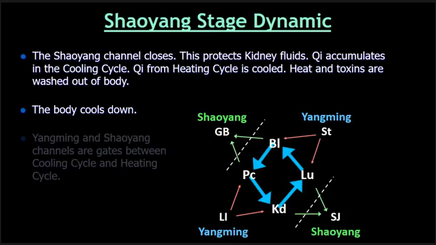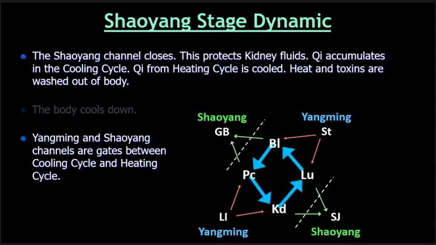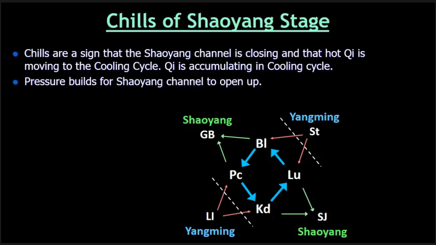So the body cools down. So you see once again that the Yangming and Shaoyang channels are gates between the cooling cycle and the heating cycle. Chills of Shaoyang stage. Chills are a sign that the Shaoyang channel is closing and that hot qi is moving to the cooling cycle. Qi is accumulating in the cooling cycle. So pressure builds for the Shaoyang channel to open up.